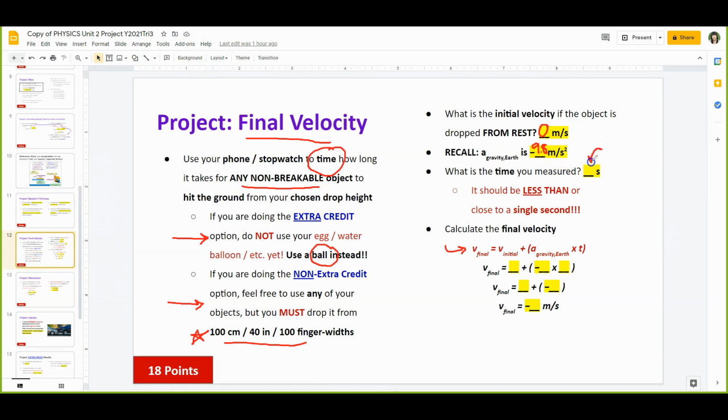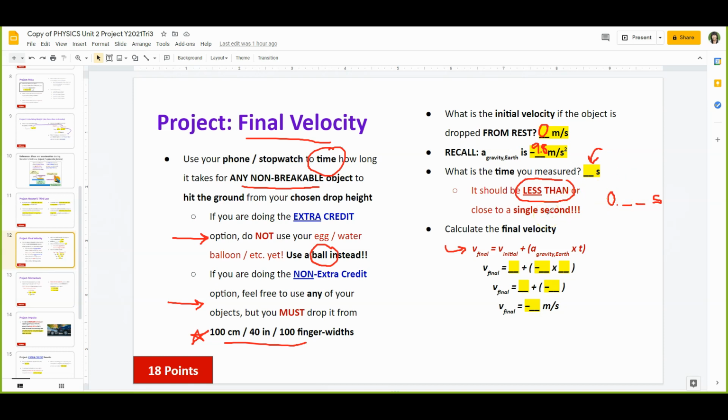Now your time will be different. This is the time that you measured with your phone or stopwatch. I will tell you that your time will probably be less than a second, so you'll probably have 0 point something seconds. If you have more than a second, it should still be close to a single second depending on how high you're dropping it from. If you're dropping it from like a fourth story, then you might get closer to having more than a second. But really, for most of you, it should be less than a second if you're just standing on a chair.